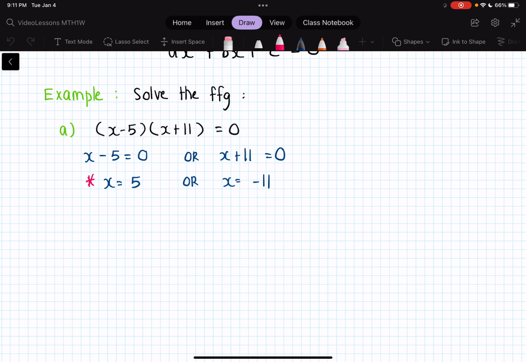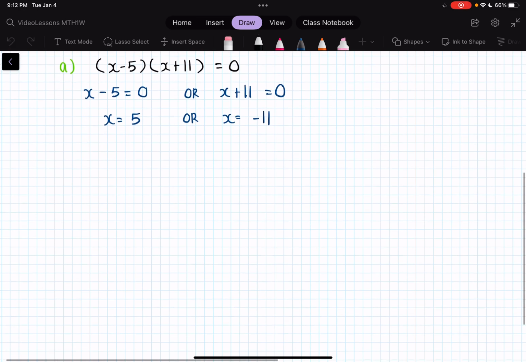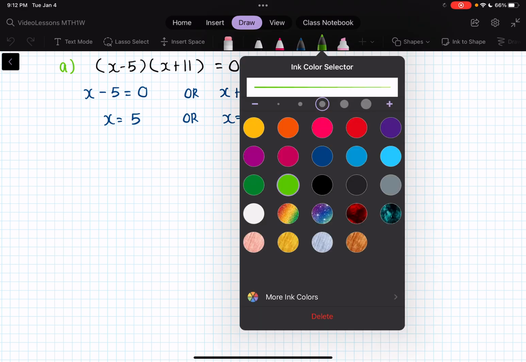Now, if you are able to go straight to this point, then that's fine. If you don't need to write the top line, then don't write it, okay? If you're able to see the solution right away, you can write the solution directly from there. But if you need it, then of course you need to write it.